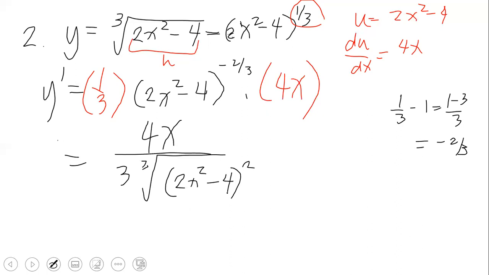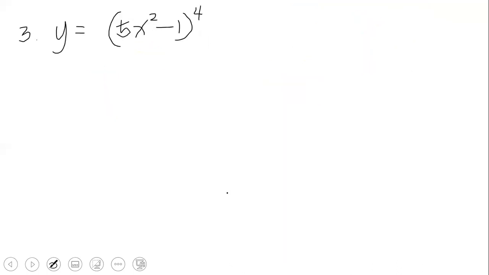Let's go over number 3. We apply the power rule since the given is y equal to the quantity 5x squared minus 1 to the fourth power. The power rule, right, is the variable to the power. So when we take the derivative, y prime equals p v to the p minus 1, times the derivative of your function, dv.